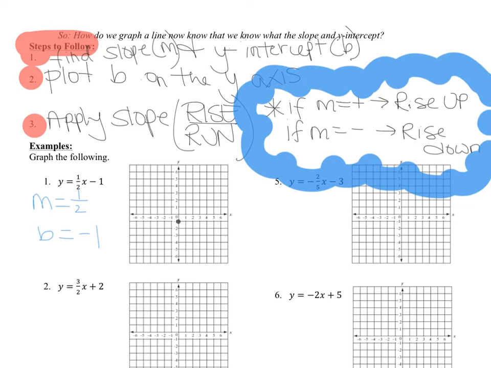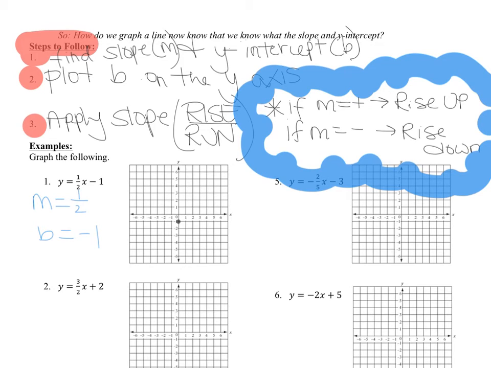Second part, apply slope. Rise over run. So look at your slope. Notice my slope is 1/2. The top is rise, the bottom is run. The top tells you how high you're rising, the bottom tells you how far you're running. So since the top is 1, I'm going to rise 1, and then I'm going to run 2. I'm going to start at my original point, rise 1, run 2, and plot a point right there. Okay? I always run to the right. You never run left, you always run right. You rise 1 because it's on the top, you run 2 because it's on the bottom, which is why you want m to be a fraction.